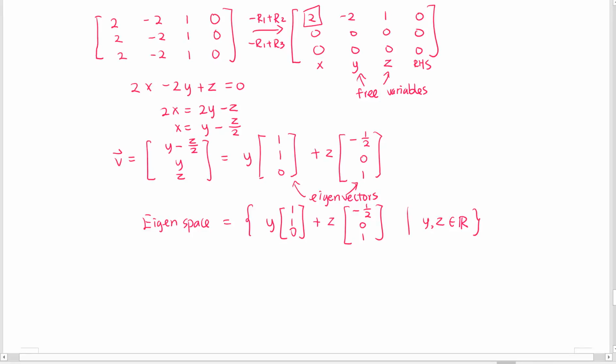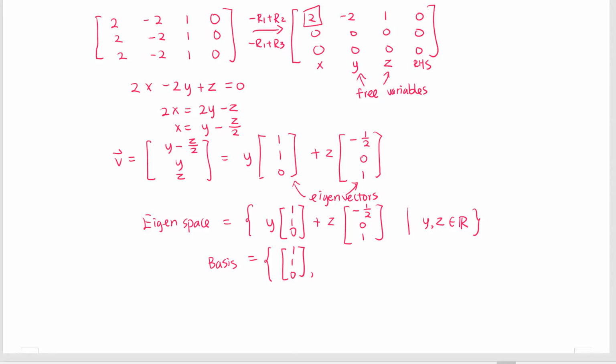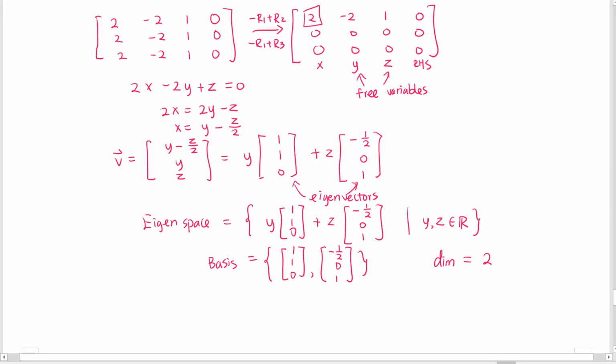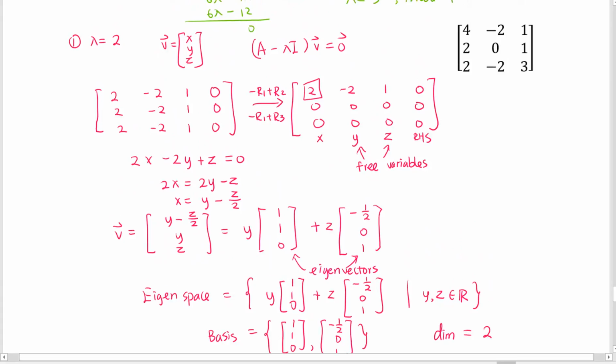And what is the dimension? By the way, what's the basis? The basis is the set containing the linearly independent vectors that generate the vector space. You can see that because we have two vectors in the basis, the dimension is 2. So that's the case when lambda equals 2.